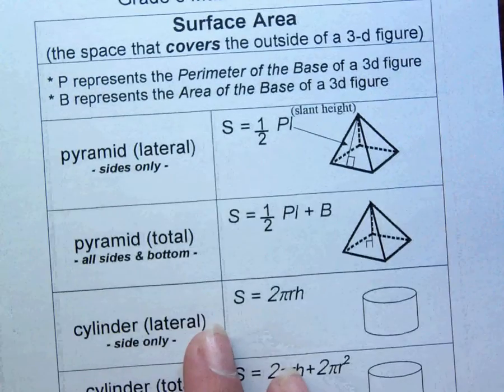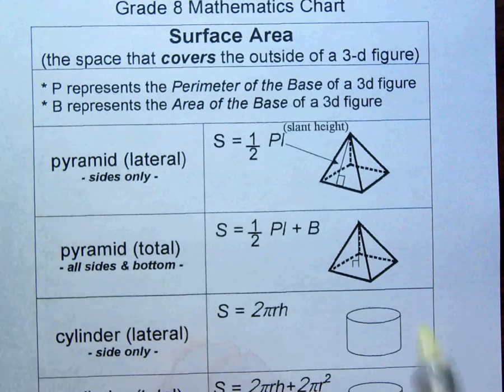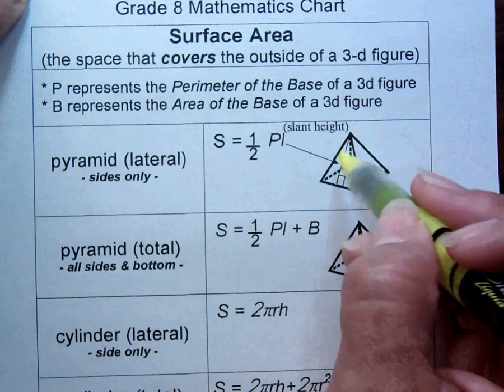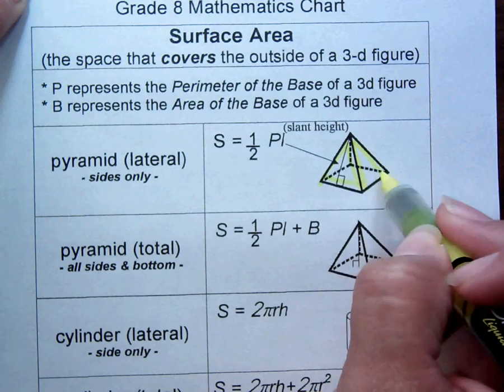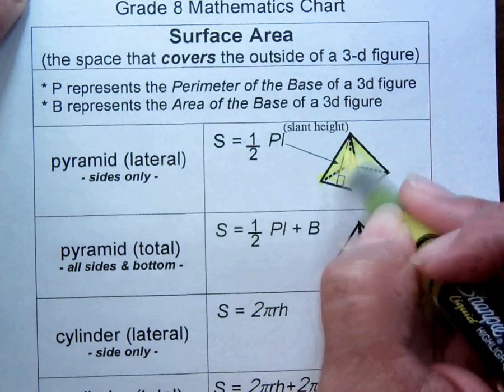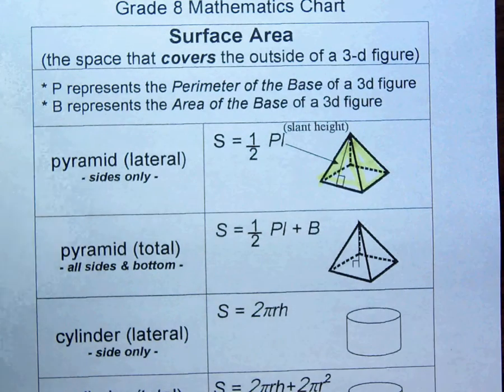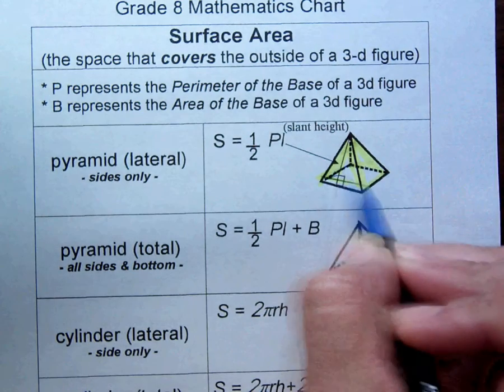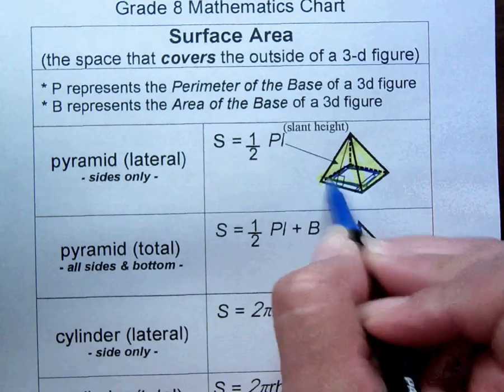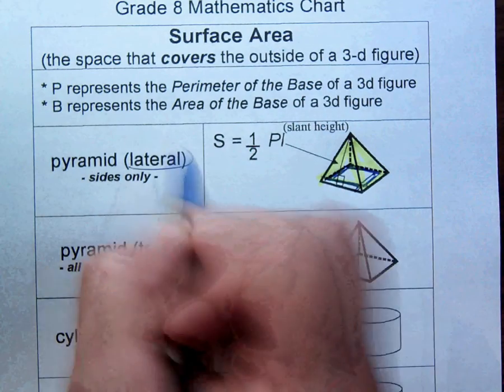Alright, let's come over here. We're talking about a pyramid, and it goes the same idea. The lateral surface is just the side, so I would add the area of all the triangles only. The base is not going to be added in. A pyramid only has one base, that's why it ends up in a point, but I would not add that one in because it's just the lateral.